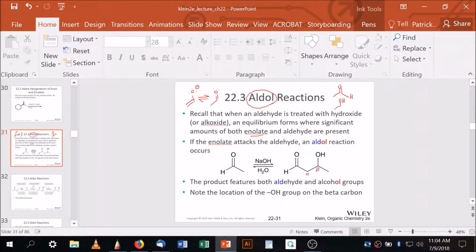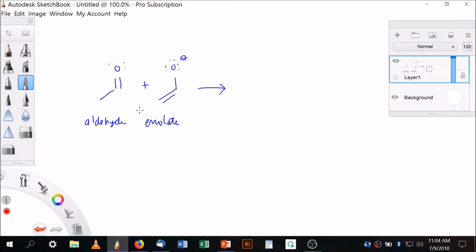So if the enolate attacks the aldehyde, all right. If the enolate, watch this now. If the enolate attacks the aldehyde, so here's my attacker, right? And there's my vulnerable carbon. Boom. Okay, so what's that going to give me? It's going to give me a new bond between that and that. Now this is a little ugly, so I'm going to redraw it. 1, 2, 3, 4, 5.